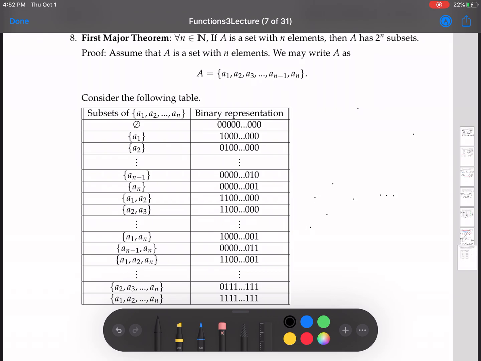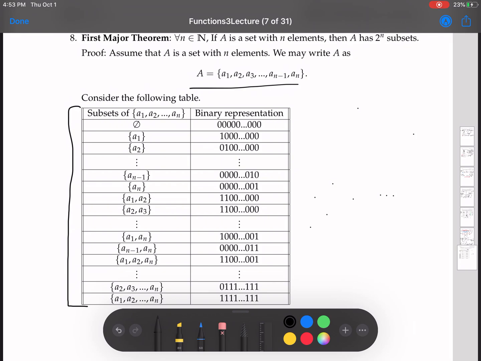Okay, so now let's look at our table. We've seen this table a couple times in previous videos. Now over here, we're going to assume that I have all subsets of the set A. Now, why can I assume this? Well, let's see. We know that A has subsets. So let's just say we've listed all of them here.